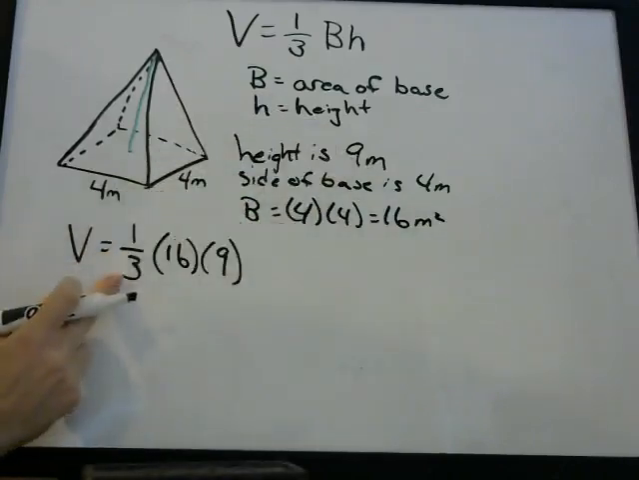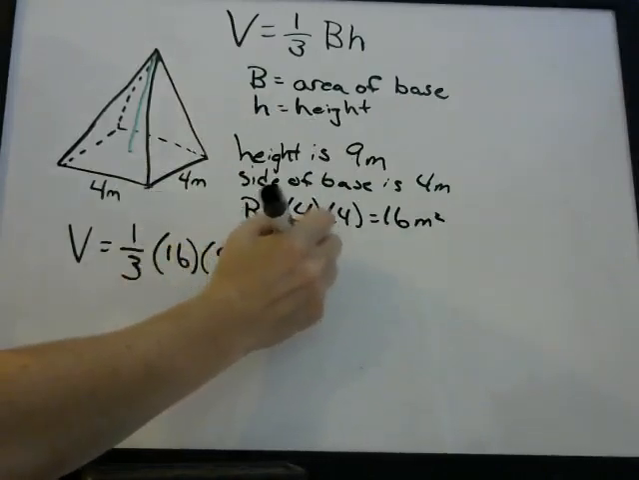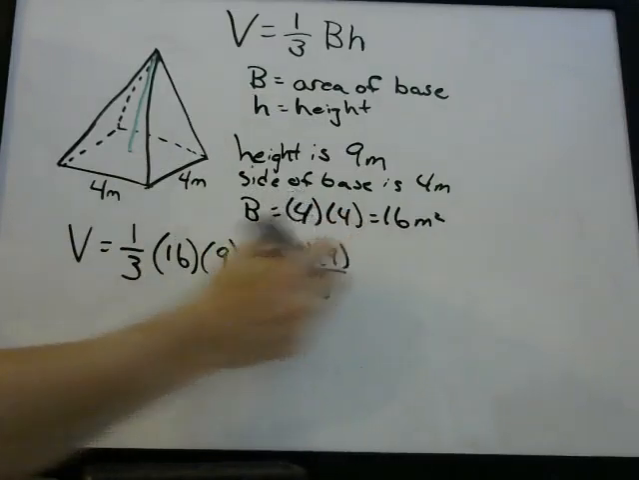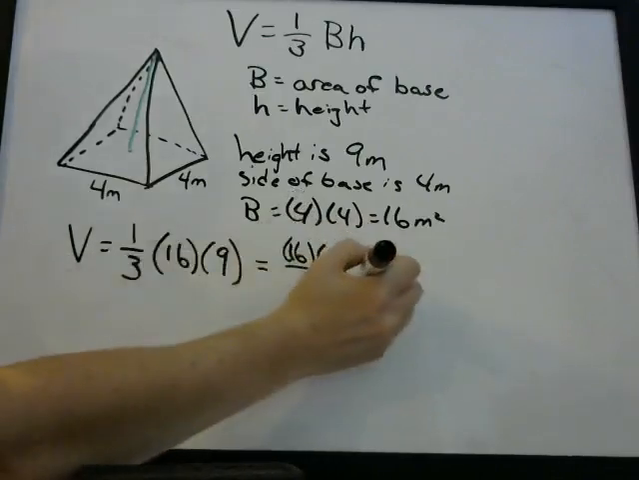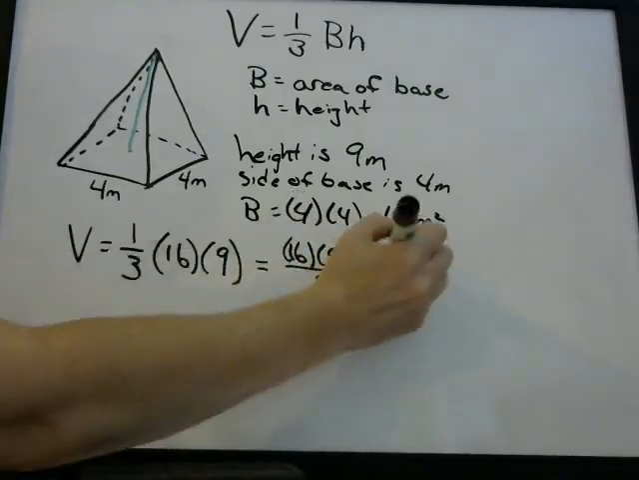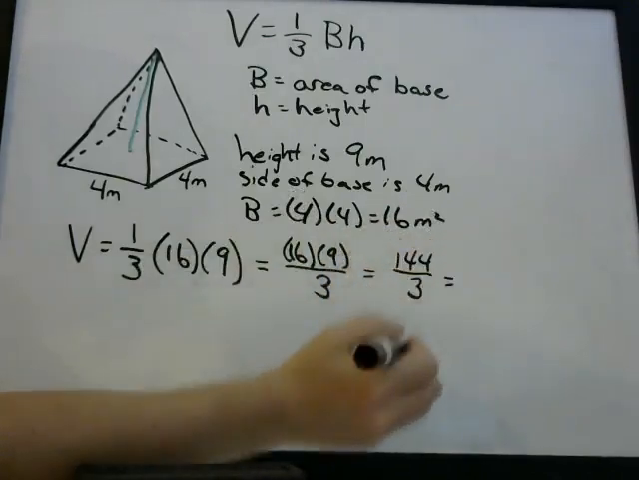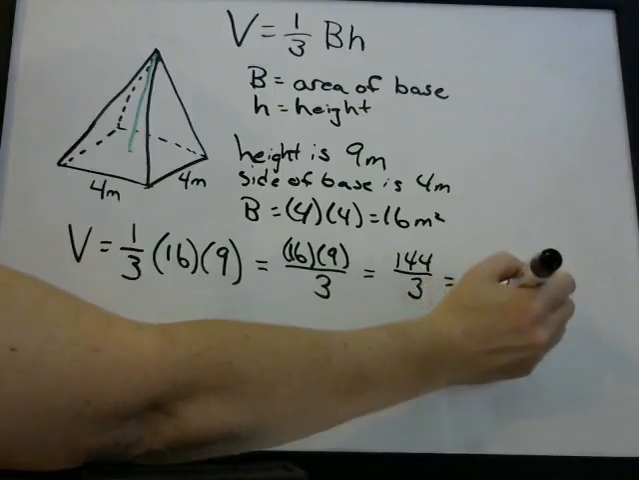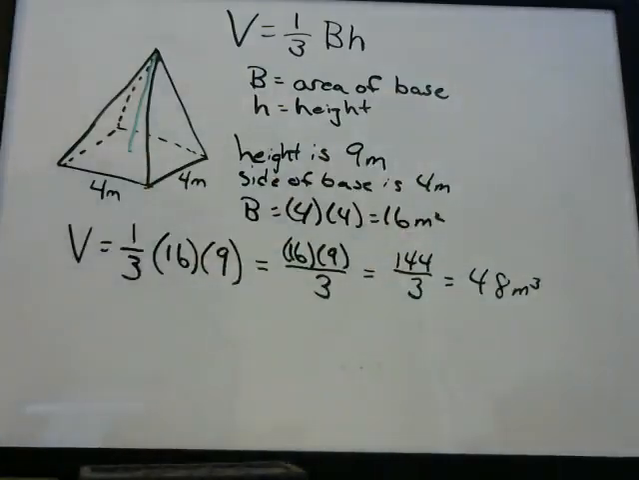How do you multiply by 1/3? You can do that in your calculator. Otherwise, you think of this as 16 times 9 divided by 3. 1/3 just means you divide your answer by 3. What is 16 times 9? You plug that in your calculator, you get 144 divided by 3. You plug 144 divided by 3 in your calculator, and you get 48 meters cubed. That's the volume of that pyramid. That's how you would figure that out.